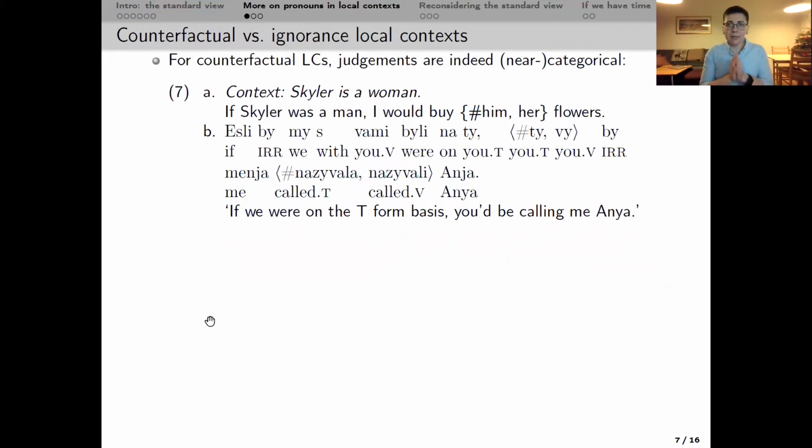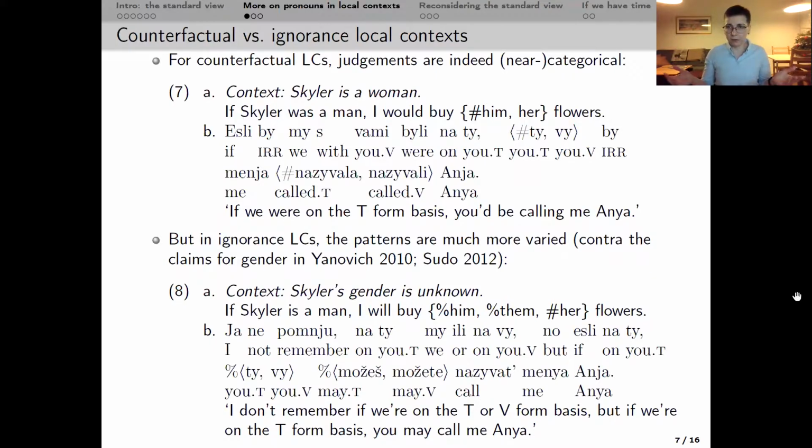So let's start by taking a closer look at pronouns in local contexts. Now, isn't it true that in these counterfactual local contexts, the judgments are almost categorical? You have to use the actual form, not the counterfactual one. But what if you don't know what the actual form is?